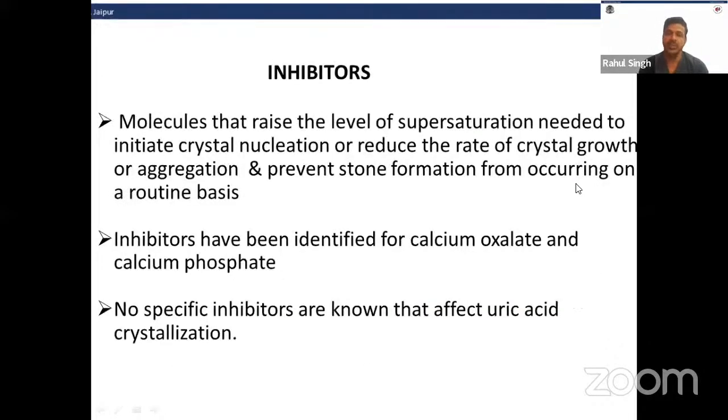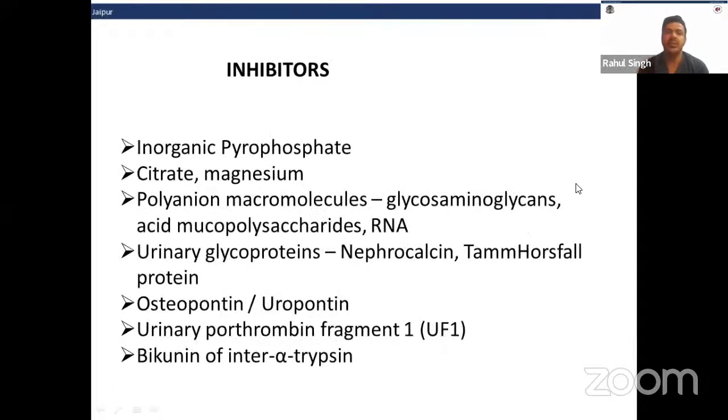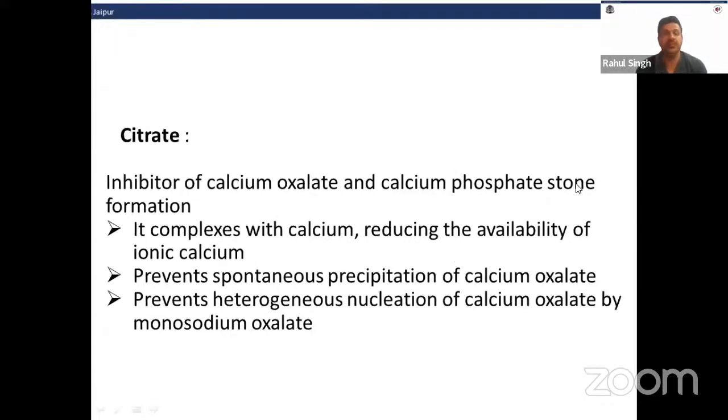There are some inhibitors in the urine, molecules that raise the level of supersaturation needed to initiate crystal nucleation or reduce the rate of crystal growth or aggregation, and hence prevent stone formation from occurring on a routine basis. Inhibitors have been identified for calcium oxalate and phosphate, but no specific inhibitors are known to affect uric acid crystallization. A few common inhibitors: inorganic pyrophosphate, citrate, magnesium, polyanion macromolecules, urinary glycoproteins, osteopontin, urinary prothrombin fragment, and bikunin of inter-alpha-trypsin.